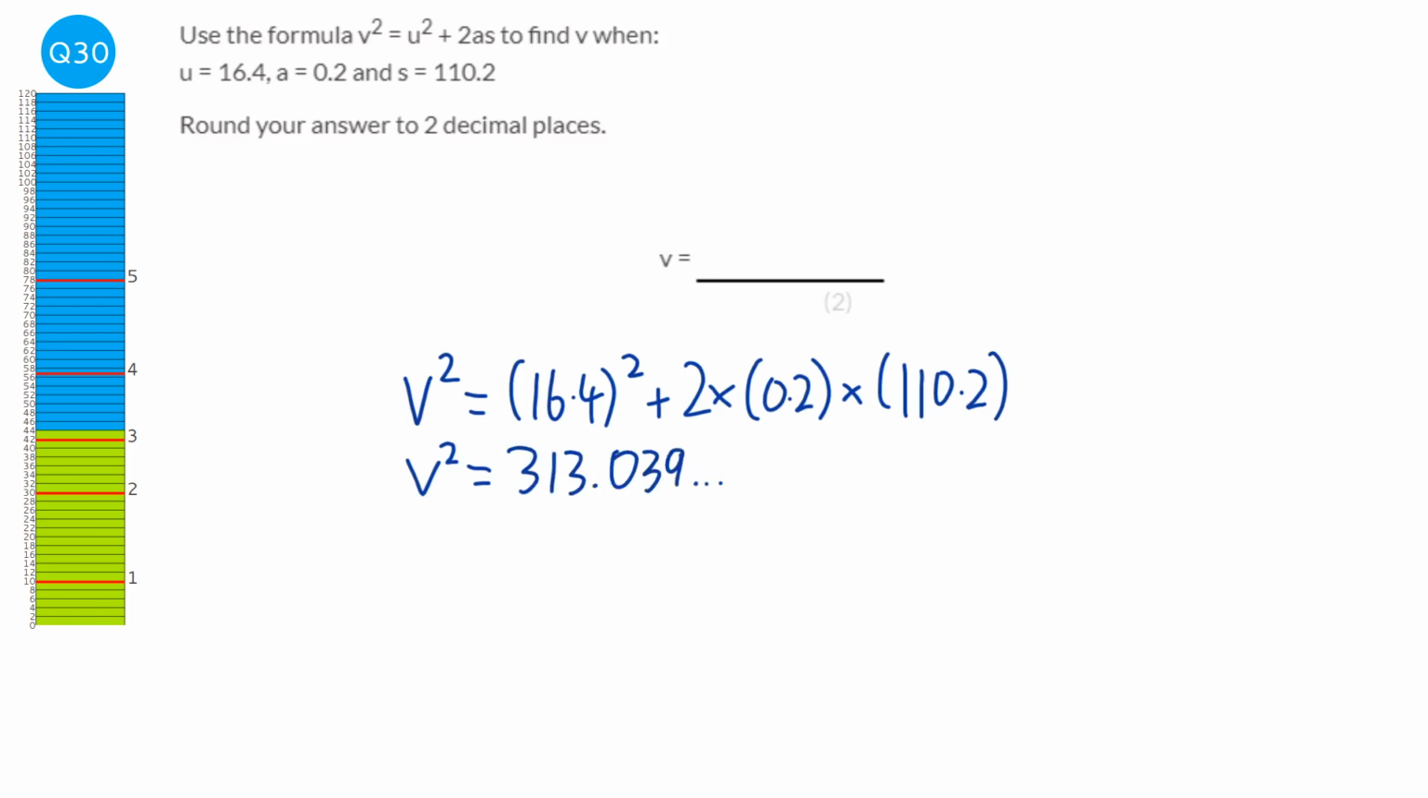313.039 and so on. And what we're going to do is just quickly solve this by square rooting both sides, because it's v squared equals and we just want v equals. So v equals, and we're just going to square root that on the calculator, 17.692 and so on. It wants it to 2 decimal places, so that's just going to be 17.69.